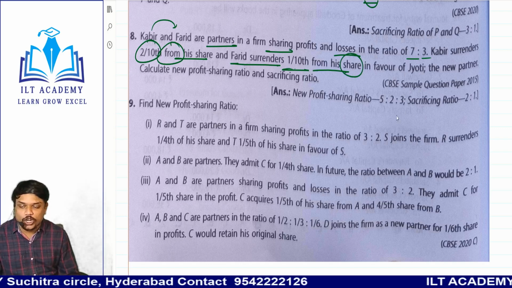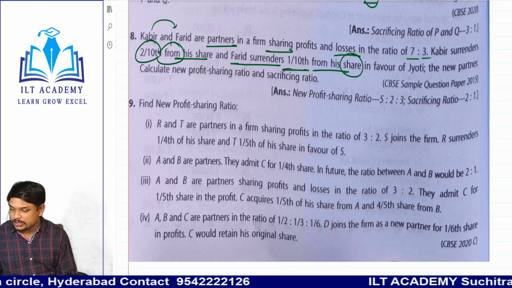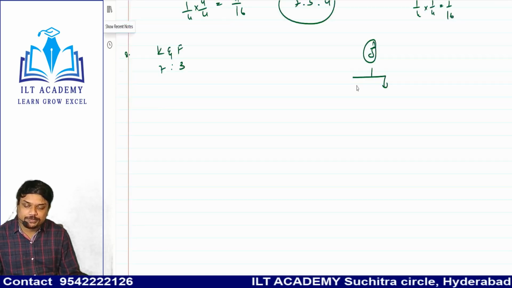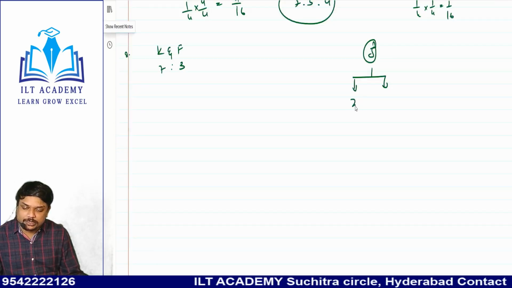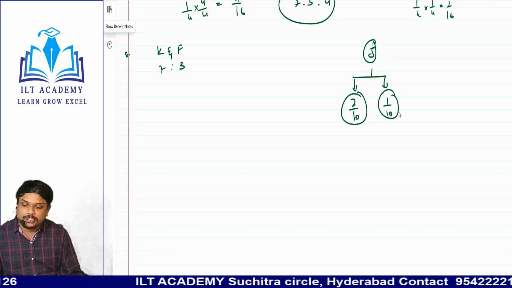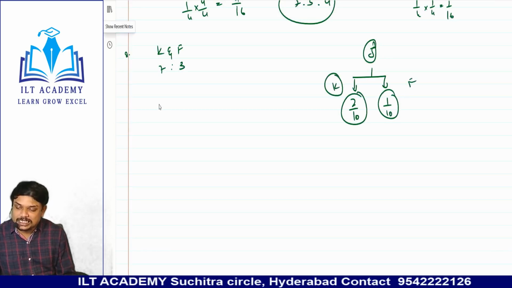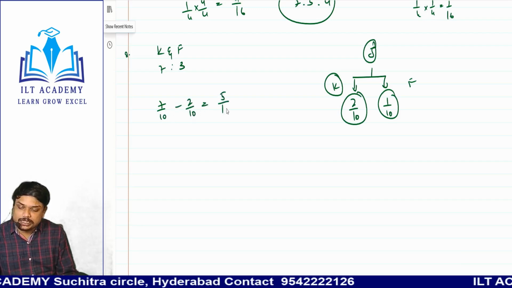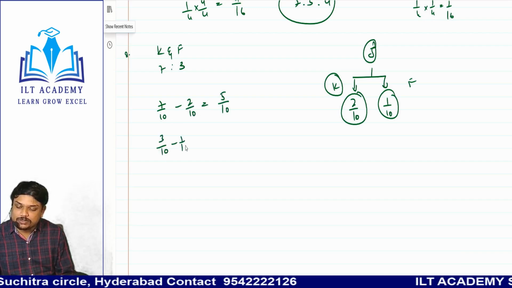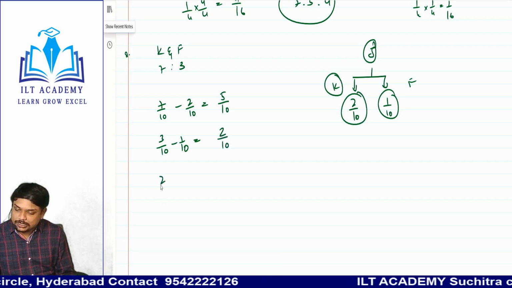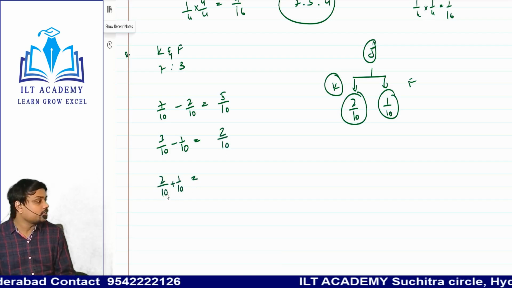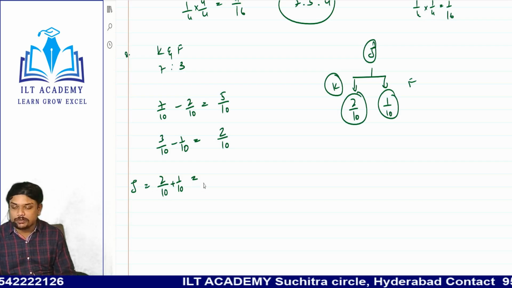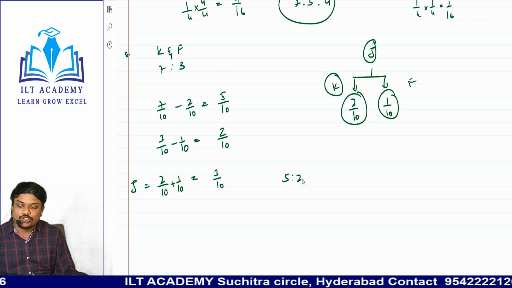Now see, what is given? Kabir and Farid, and who is the new partner? Jyoti. So how much did Jyoti get? She got 2/10 from Kabir and 1/10 from Farid. So what is Kabir's share? 7/10 minus 2/10, which is 5/10. And here, 3/10 minus 1/10, which is 2/10. Now 2/10 plus 1/10, what did she get? Jyoti got this much only. 2/10 from so and so, 1/10 from the other. So 3/10. So what is the ratio?